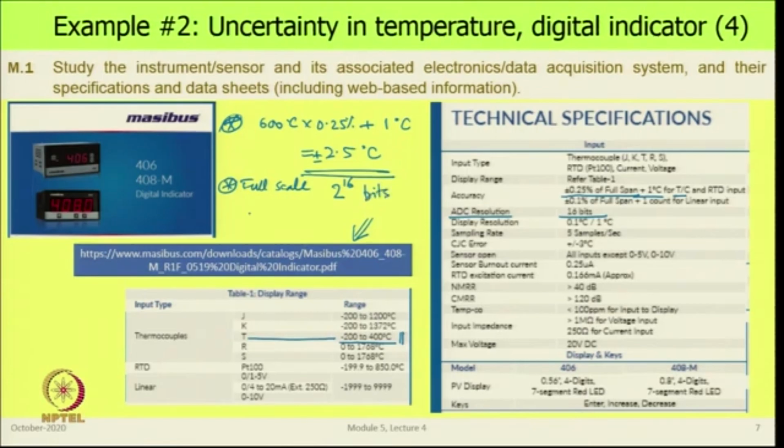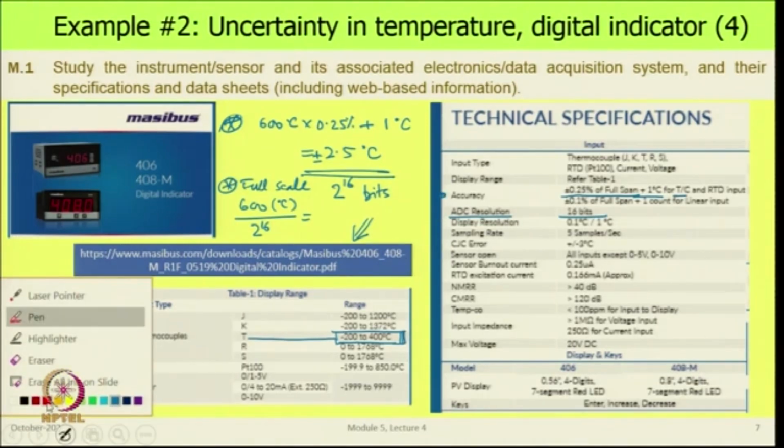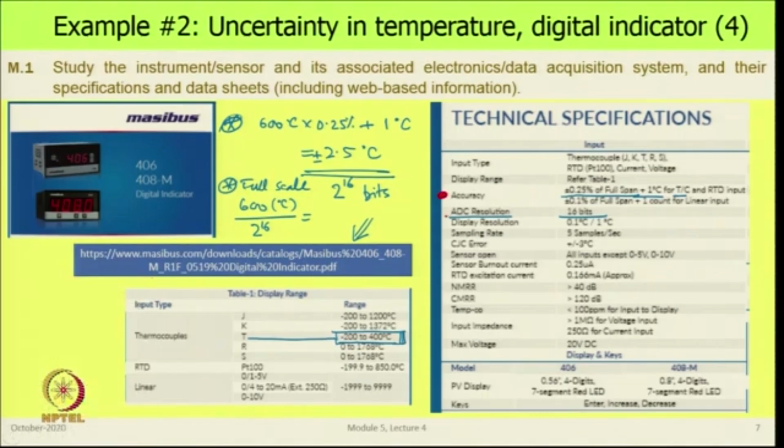And we can then see that if this was our input range, this 600 divided by 2 to the power 16, this will tell us what is the minimum temperature difference that this particular indicator can discriminate in the digital form. So, that is one more piece of information we have. So, this was one, this is the second one, and now let us look at the third one.